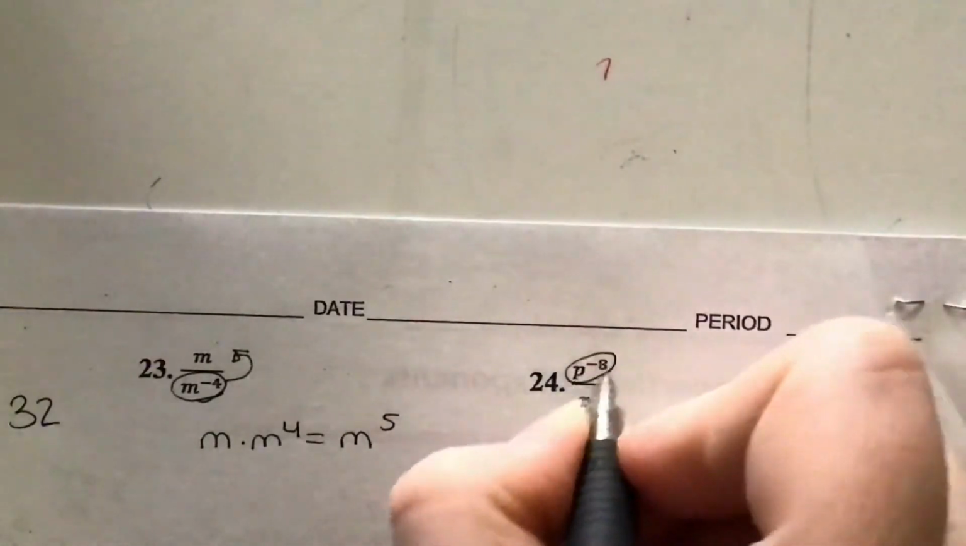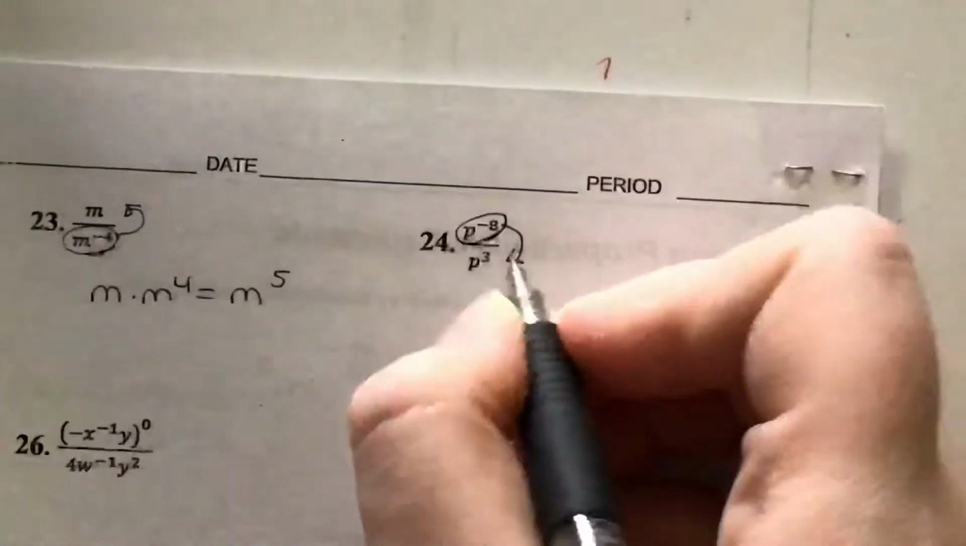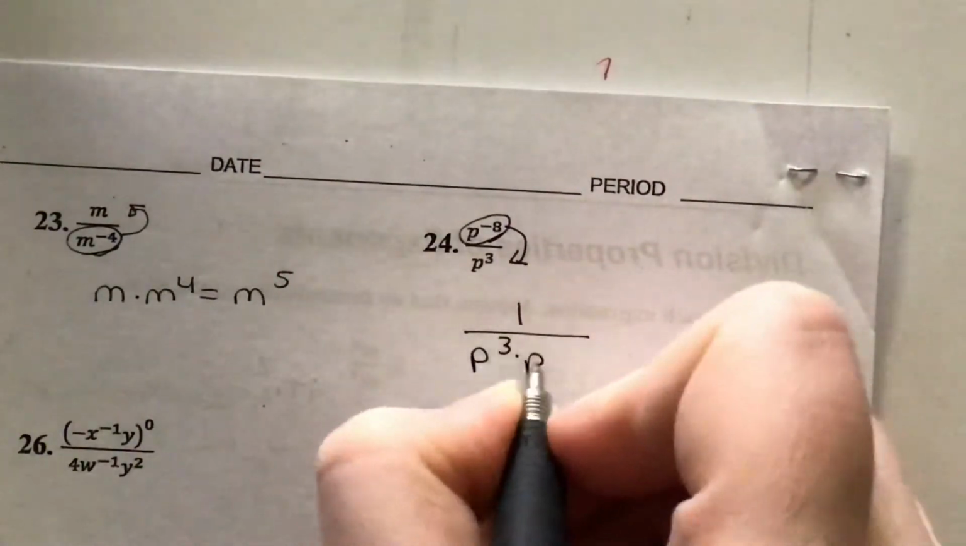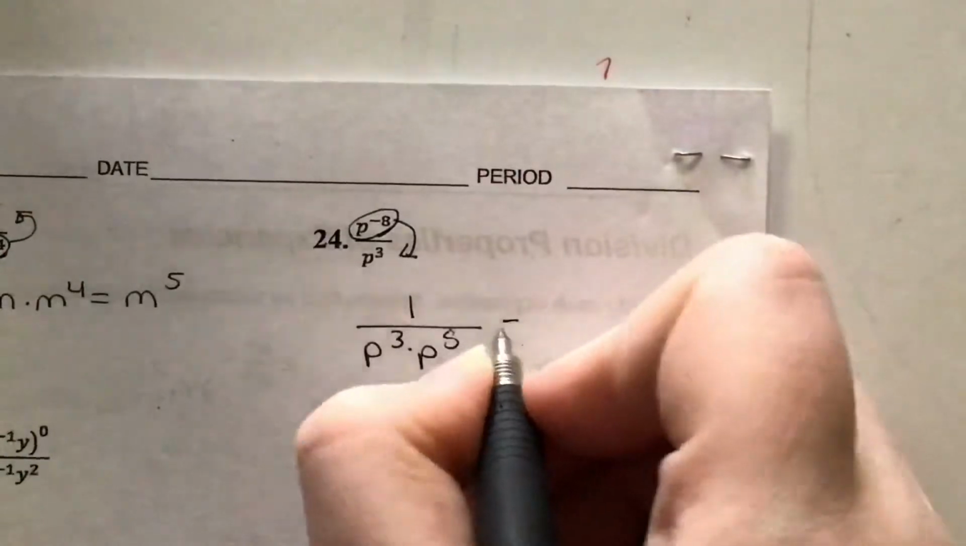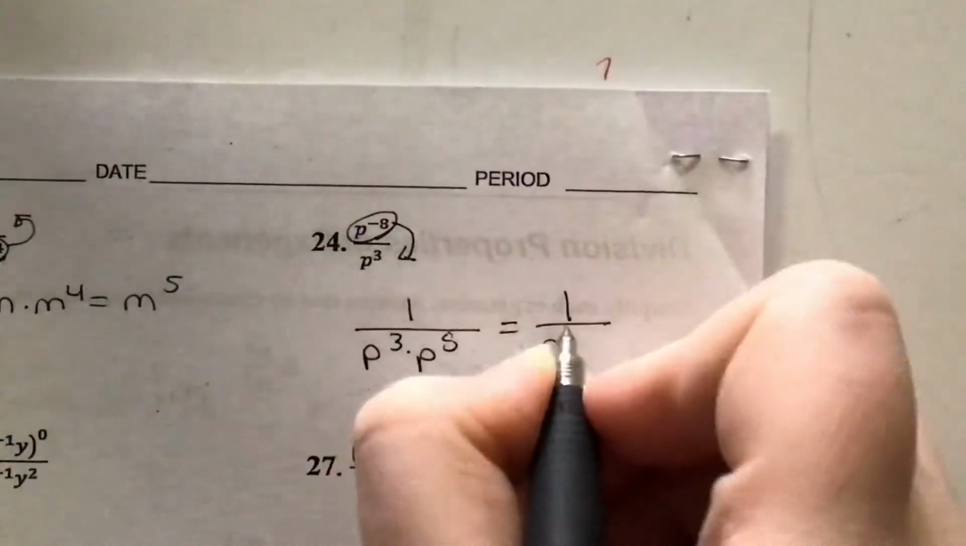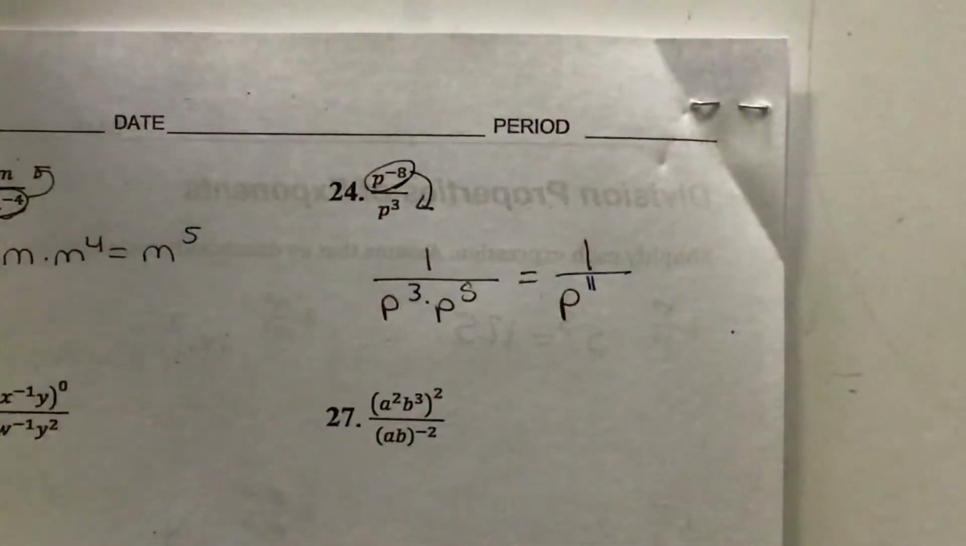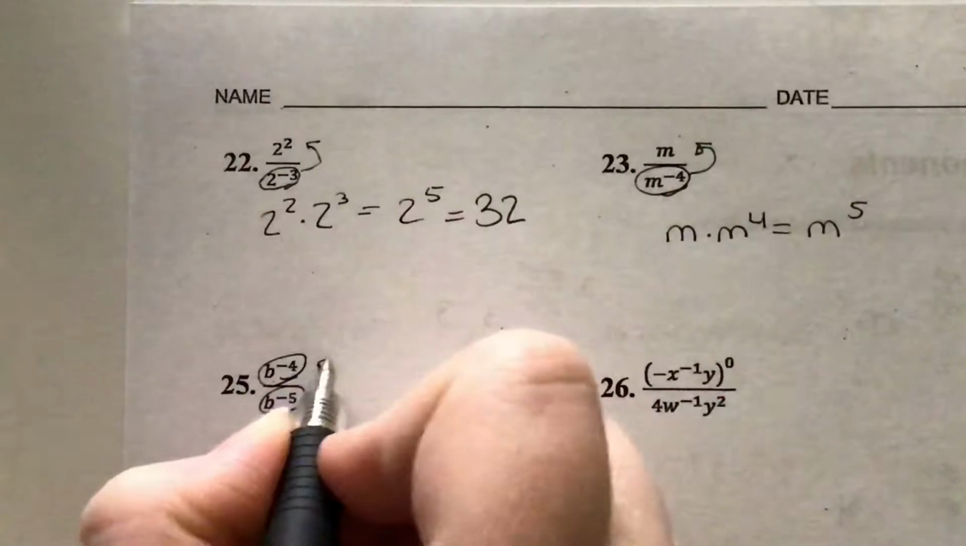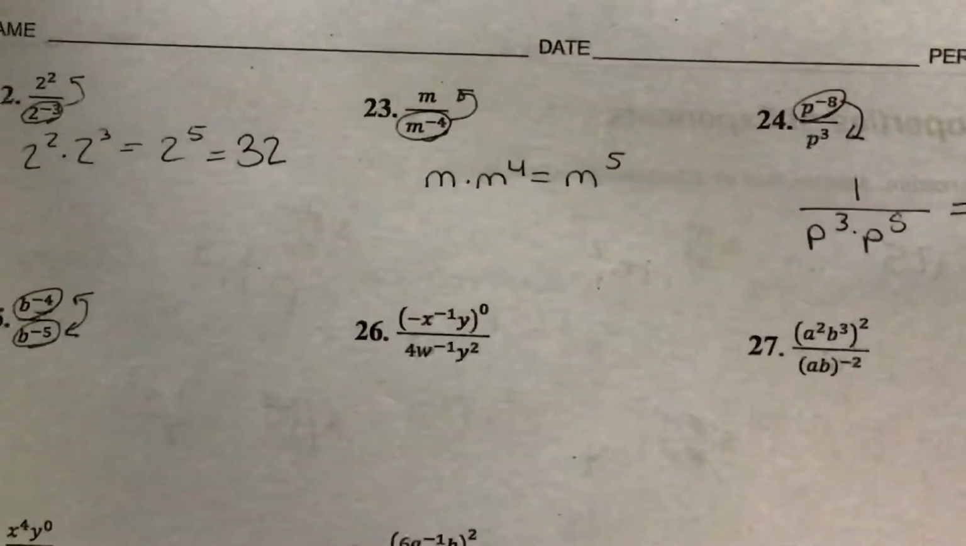24, cross the line, change the sign. So now they're in the bottom, so 1 over p cubed times p to the 8th. And 8 plus 3 is 11. Okay, let's get to some more difficult. 25, they're both negative, so basically they're just going to switch places. They both have to move, okay?